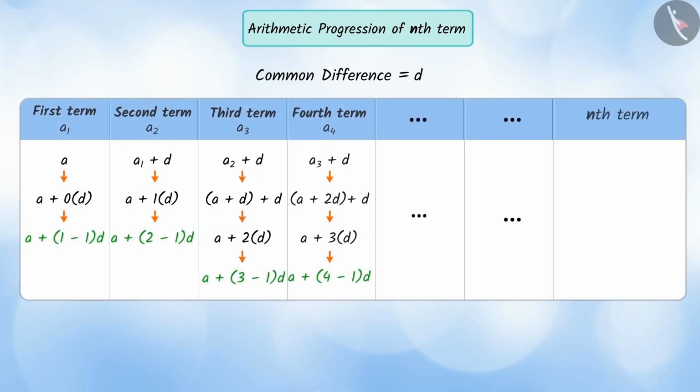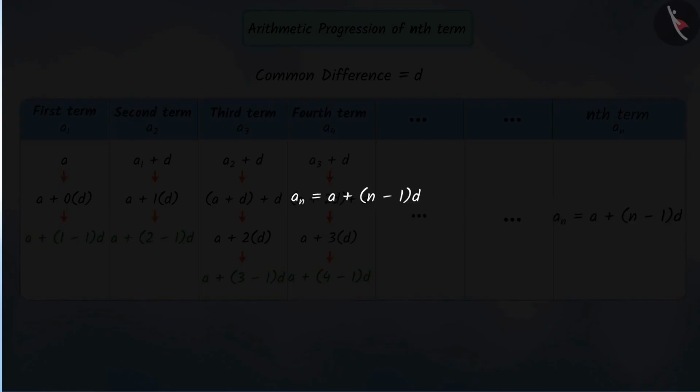Proceeding in the same order, we can express the nth term An as A plus n minus 1 multiplied by D. It is the nth term of AP where A is the first term and D is the common difference. Here, An is called the general term of an arithmetic progression.